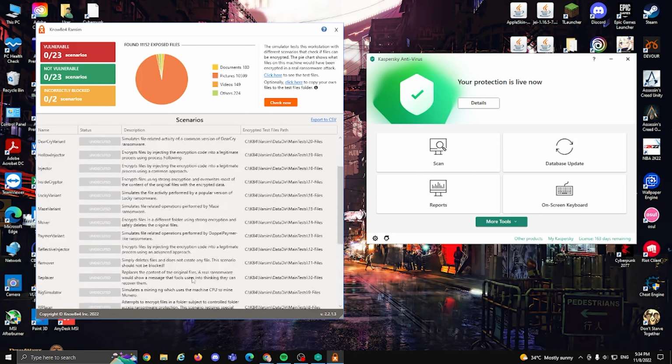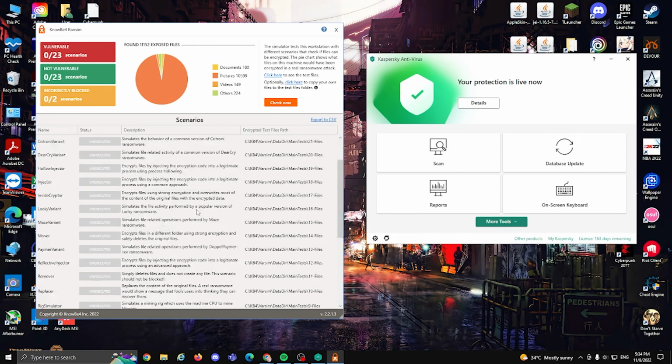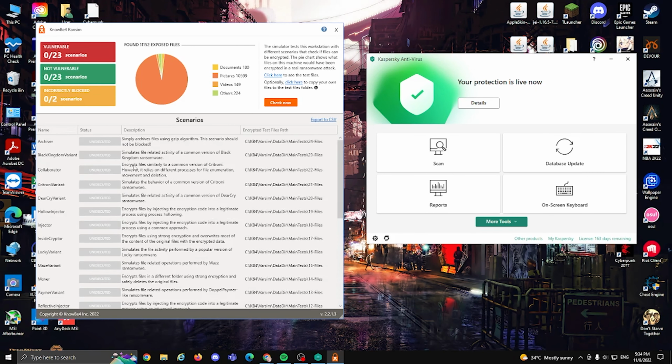With this program, you can get a variety of ransomware patterns, and it is going to simulate ransomware patterns on your system and see whether your antivirus can defend against them or not. With Kaspersky Antivirus, I'm going to see how well it does against them.